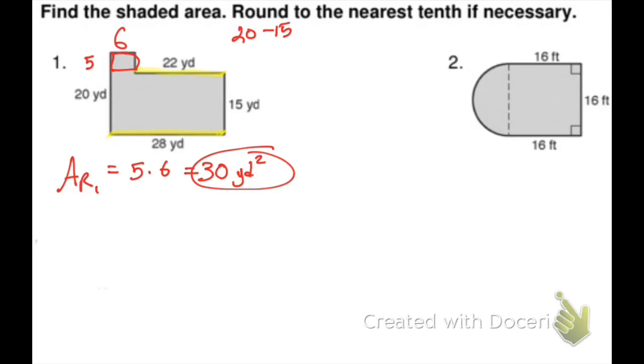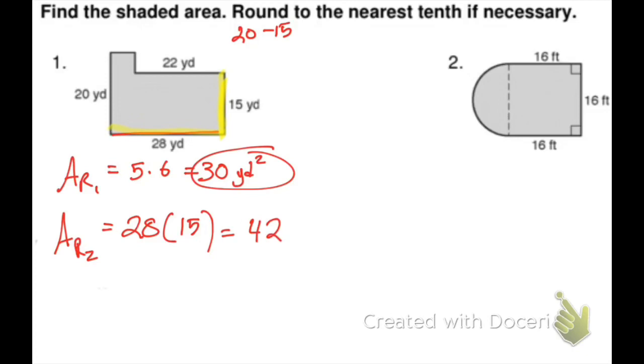Now let's go and calculate the area of this guy. So to calculate that area, I got the base of 28, the height of 15. Don't use this height over here, because that's the whole thing. I only want that rectangle. So I'm going to say area of rectangle 2 is equal to 28 times 15. That gives me 420 yards squared. Again, I'm just going to circle that because it's not my answer, but it's important.